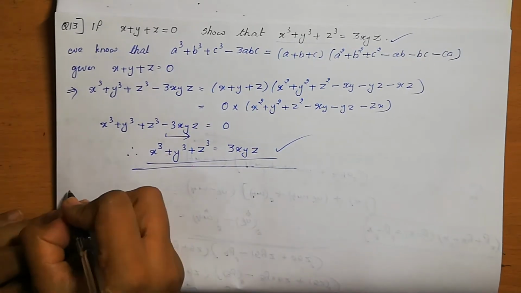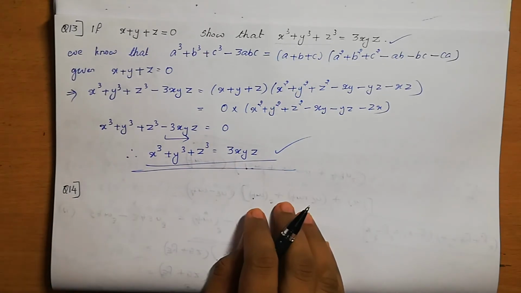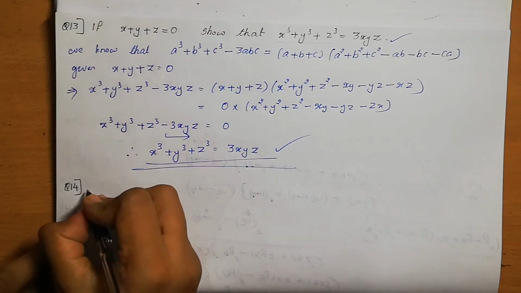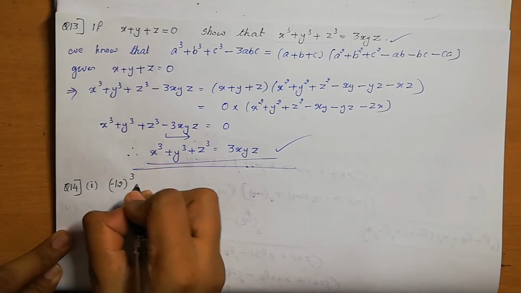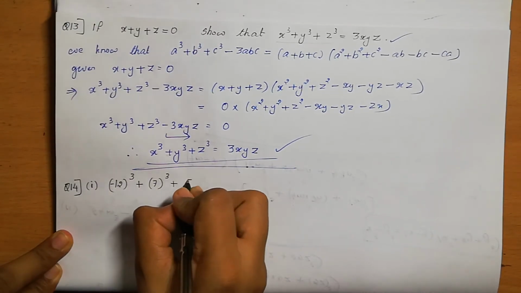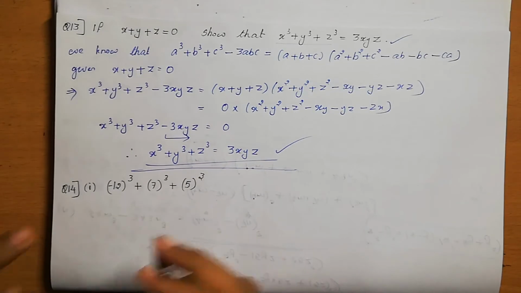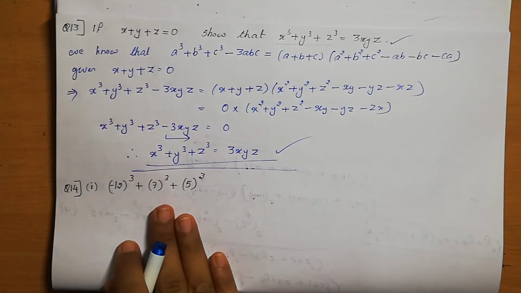Question number 14. Without actually calculating the cubes, find the value of each of the following. First one is minus 12 cube plus 7 cube plus 5 cube. Without actually calculating means we need to use the identity, right?